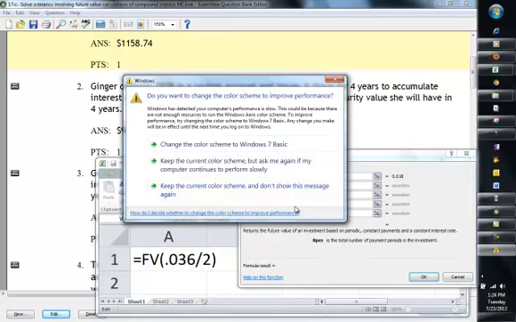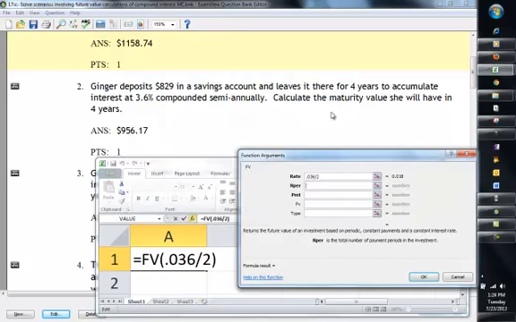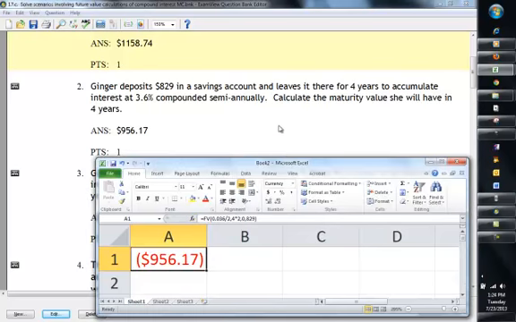For 4 years, well, it is 4 years, but there are 2 semi-annuals in 4 years, so a total of 8 periods. No payment is made during the time, but we deposited $829 to begin with, and when we did, we got $956.17. Next one.